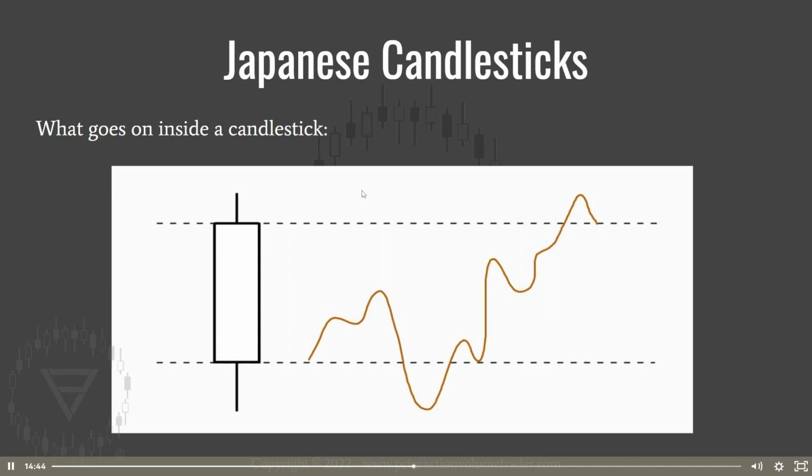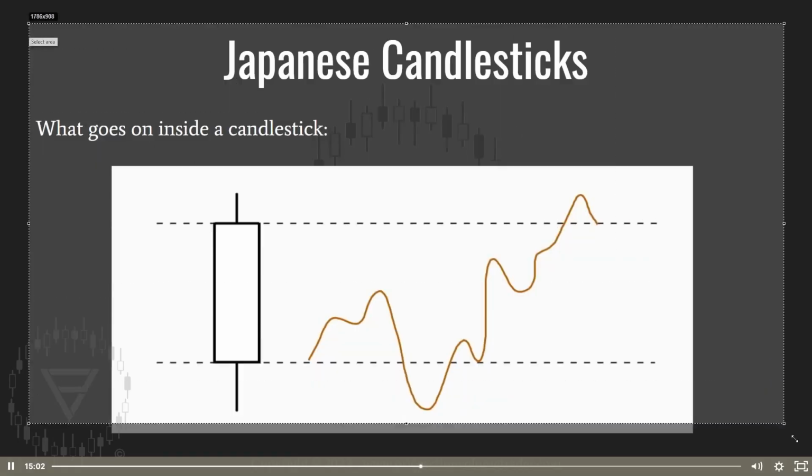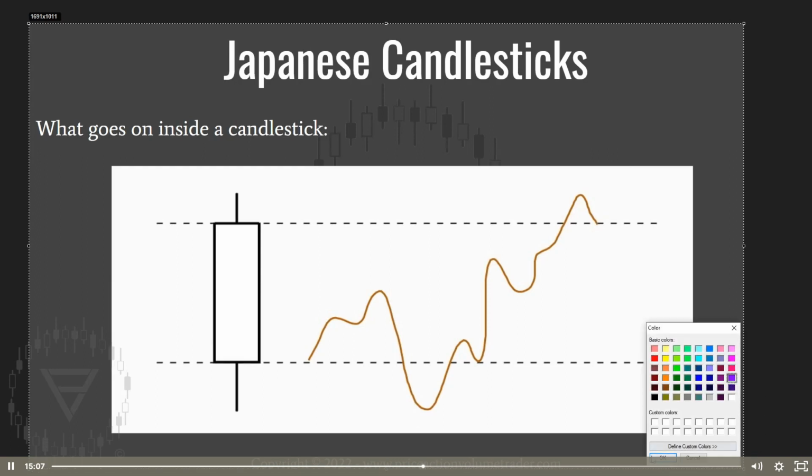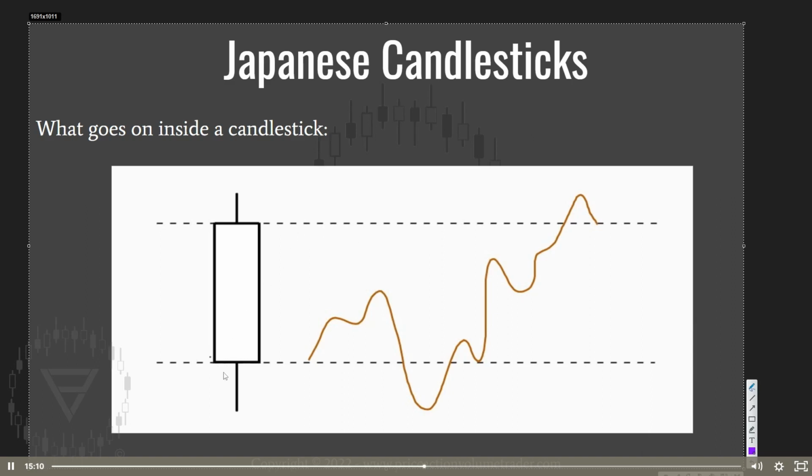Because once you look at a candlestick, you have the open, high, low, and close value, because as you can see, this is a bullish candlestick. So let me bring in my marker tool. So right here we have the low, the high, open, close. This can be whatever time frame. Let's say this is a 1 hour candlestick.